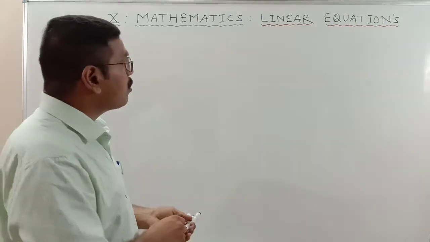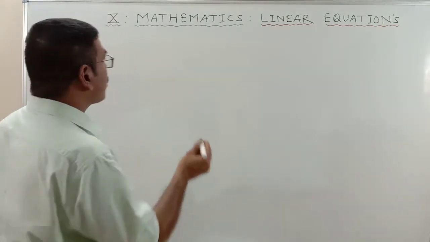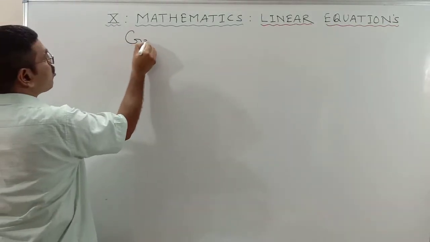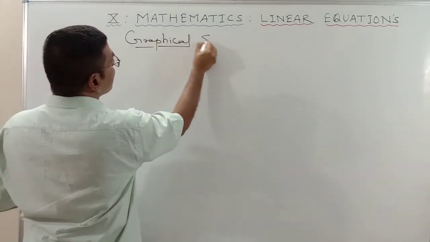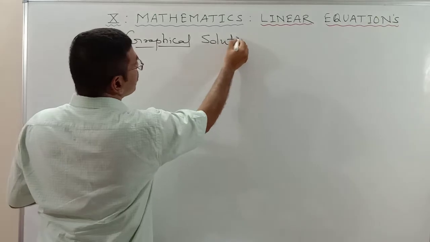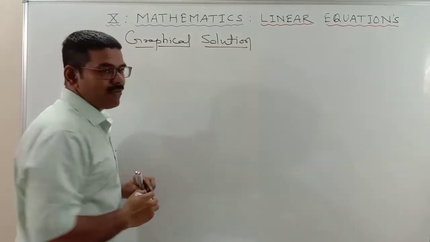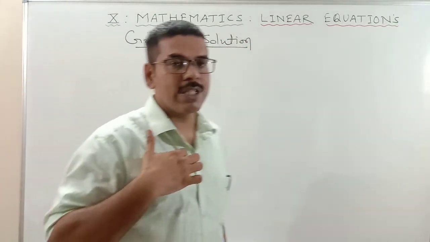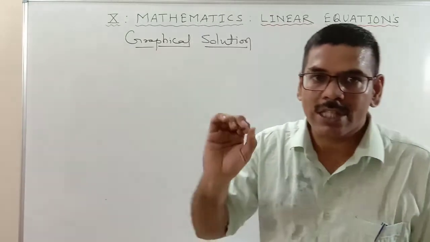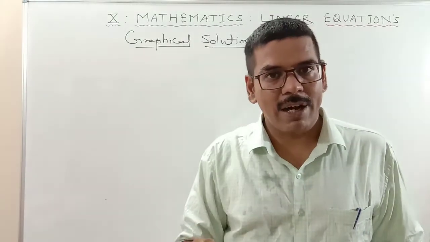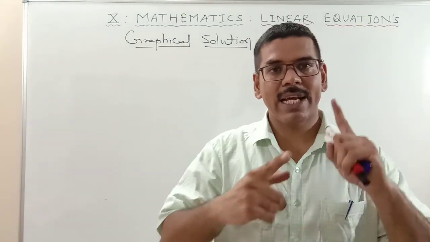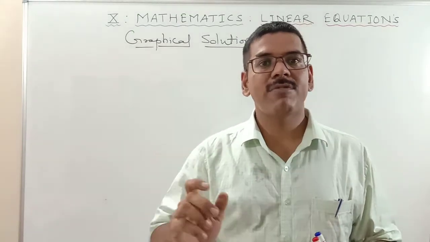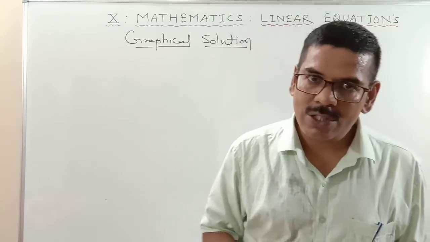Now, what do you mean by graphical solution? What kind of solution is that? Graphical solution is the simplest solution of the system of linear equations. As we have seen, two lines: when we draw the lines on the graph, if the lines are intersecting, it means the system will have a unique solution, and we will determine that unique solution.